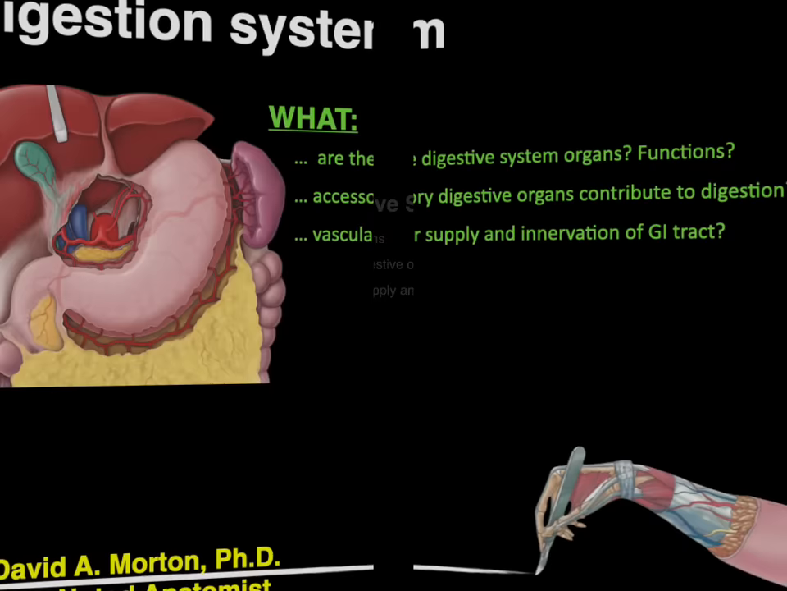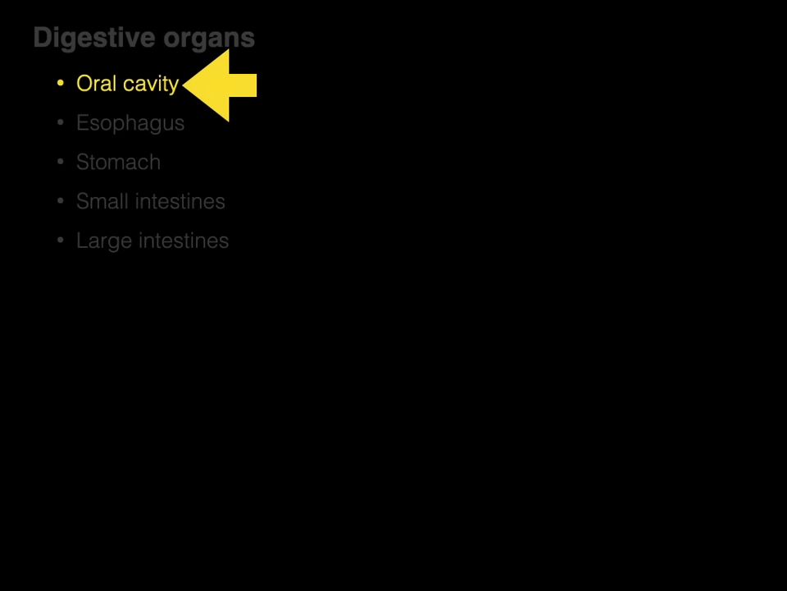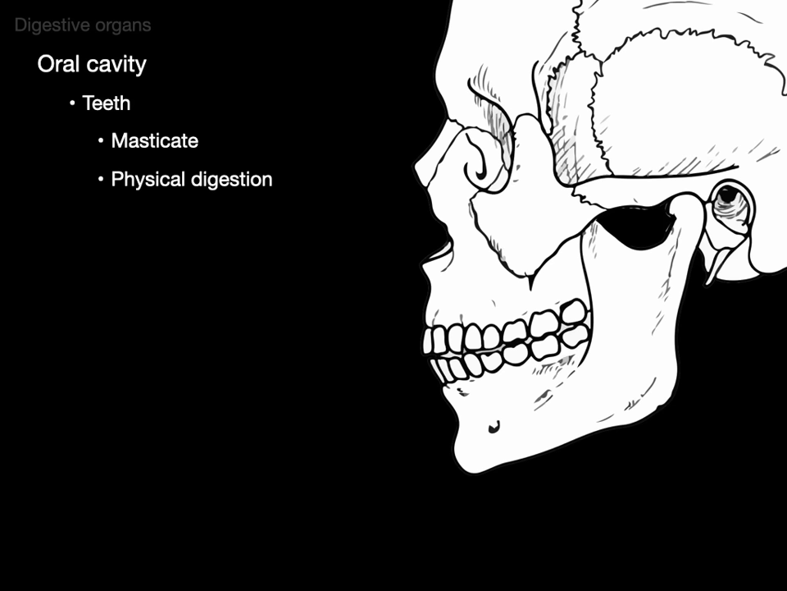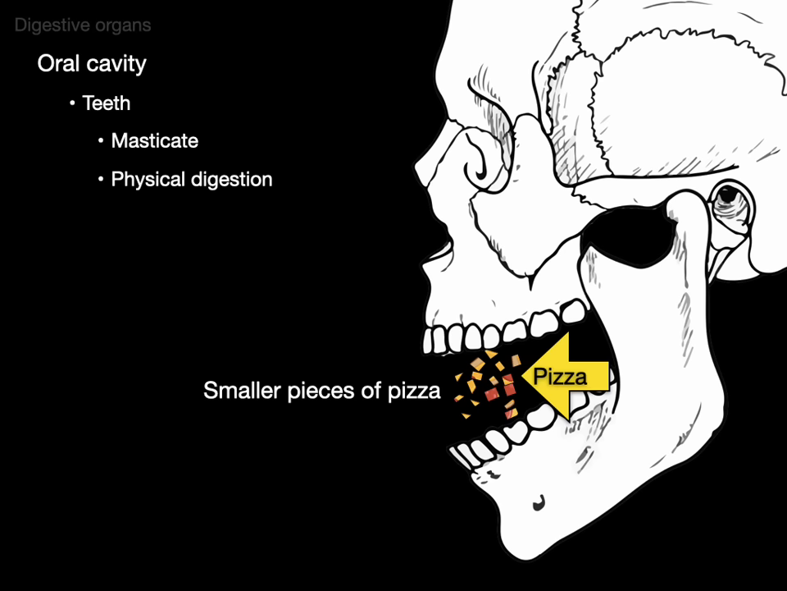So let's begin by talking about digestive organs and specifically start in the oral cavity. The oral cavity has teeth, and the teeth masticate, which means physical digestion, or the physical breakdown of food. What does that mean? Well, we have this mandible that allows us to chew. You put food in your mouth and start chewing. That piece of pizza keeps going, breaking down, and just becomes pizza, but in smaller pieces. That's physical digestion: taking food and making it smaller pieces of the same food, but no chemical bonds were broken.